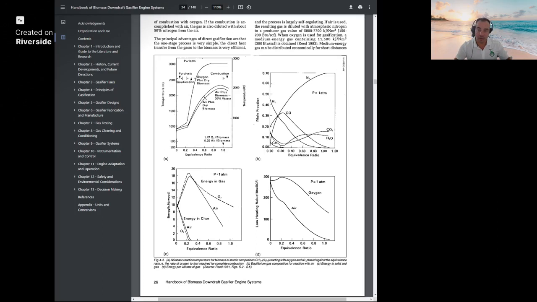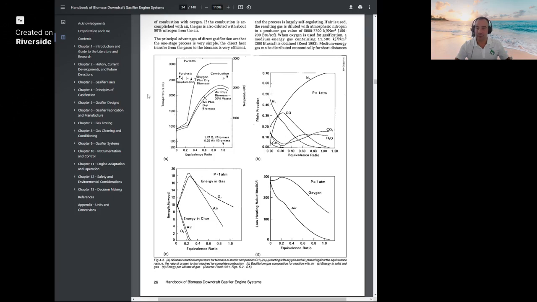If air is used, the resulting gas is diluted with atmospheric nitrogen to a producer gas value of 5,800 to 7,700 kilojoules per normal cubic meter. When oxygen is used for gasification, a medium energy gas is obtained, about 11,500 kilojoules per normal cubic meter. Medium energy gas can be distributed economically for short distances.